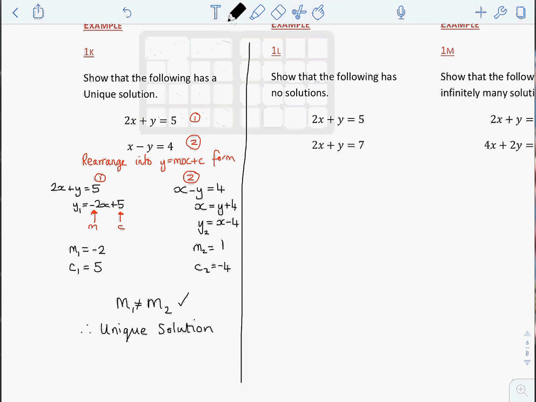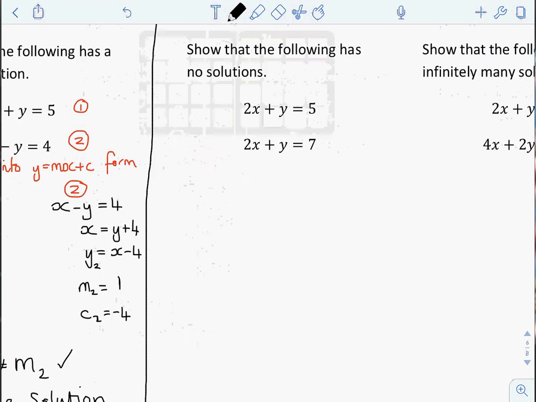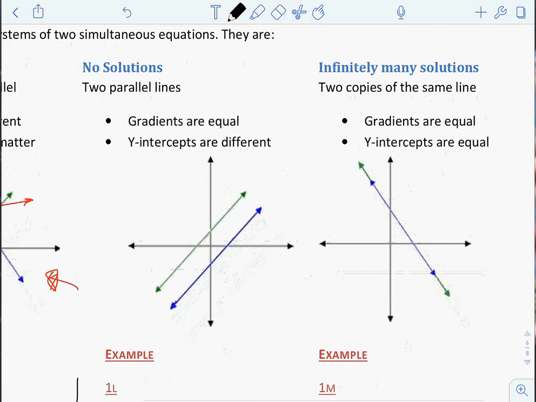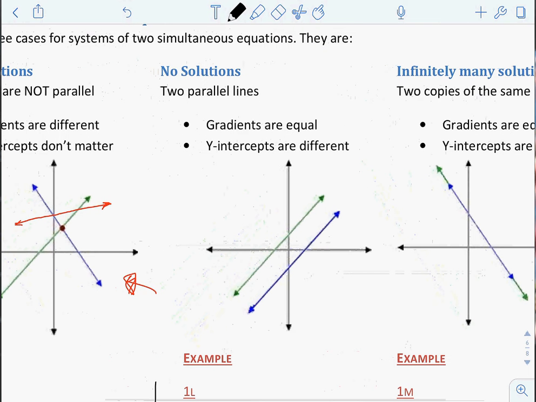You would hopefully rule this line, but let's look at no solutions. No solutions are essentially parallel lines. This is the case where the two graphs or equations do not meet ever. There is no intersection at all.